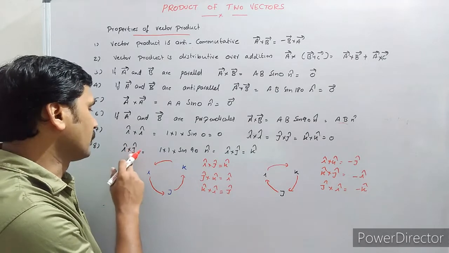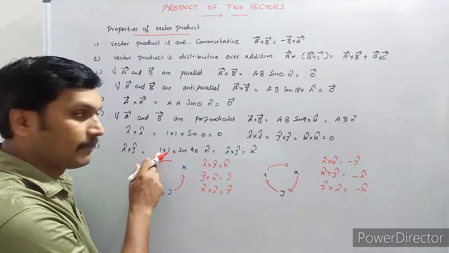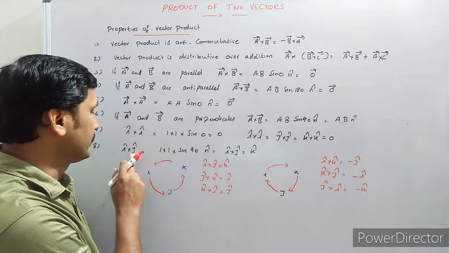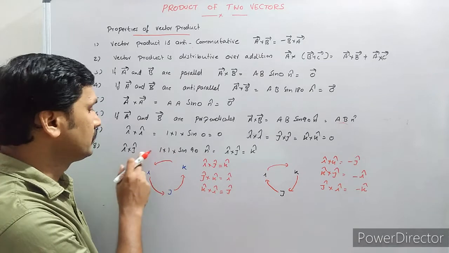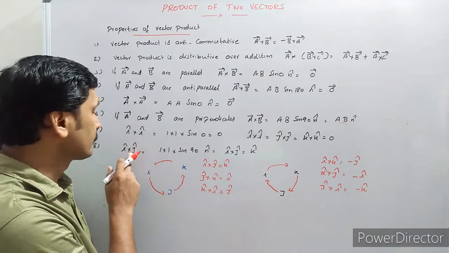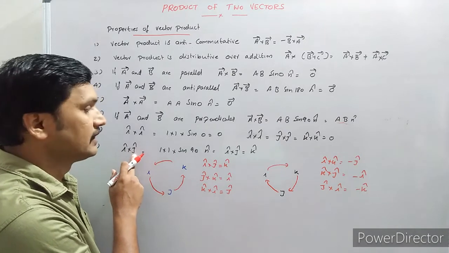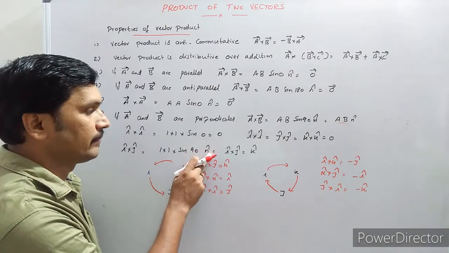And what about I cross j? Magnitude of I is 1. Magnitude of j is equal to 1. So 1 into 1 into sine of the angle between them. You know that I is along the x axis, j is along the y axis. The angle between them is 90, sine 90 into a unit vector.